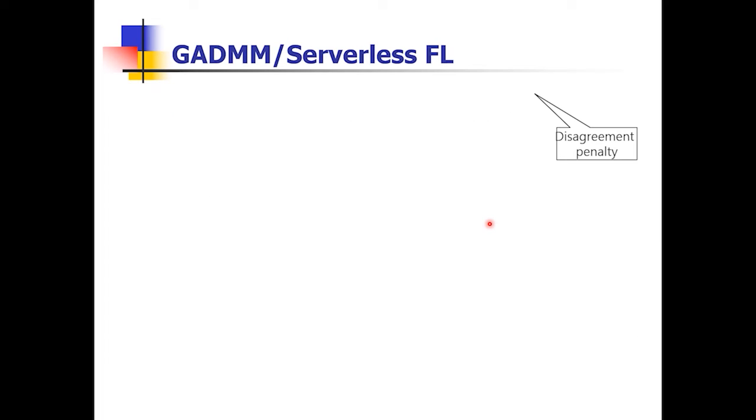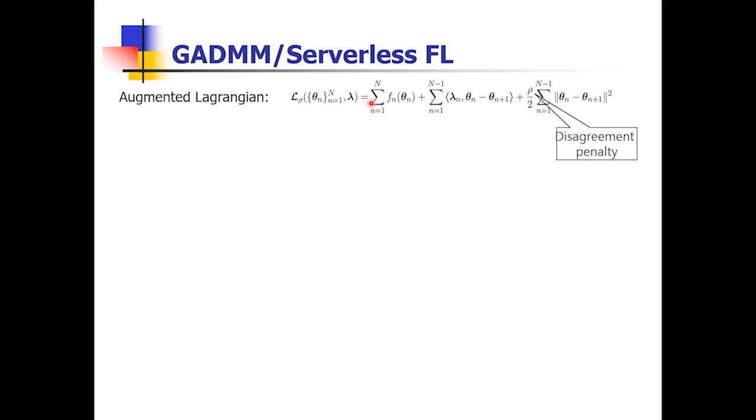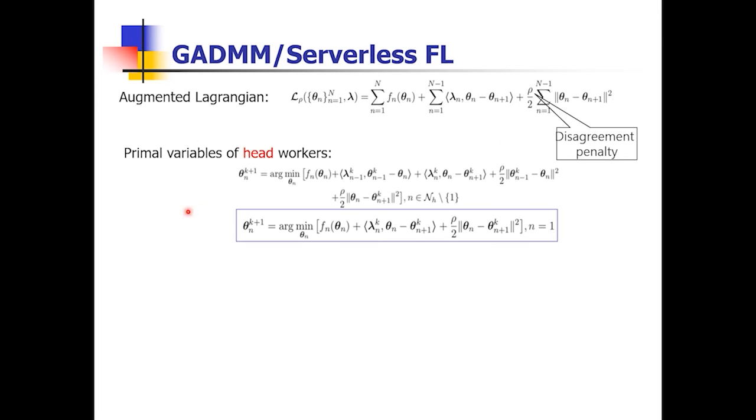So here is the mathematical formulation. This is the augmented Lagrangian of the optimization problem. The only addition compared to the typical Lagrangian is this quadratic term, where rho is the disagreement penalty, which will be important in the result, as we will see before. Then the primal variables of the head workers are given as follows.